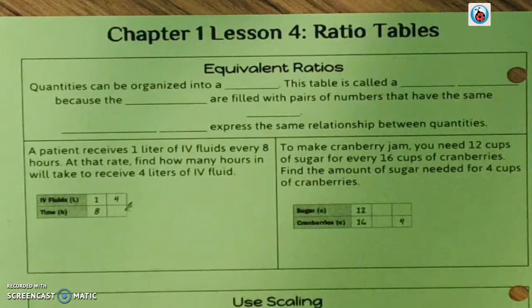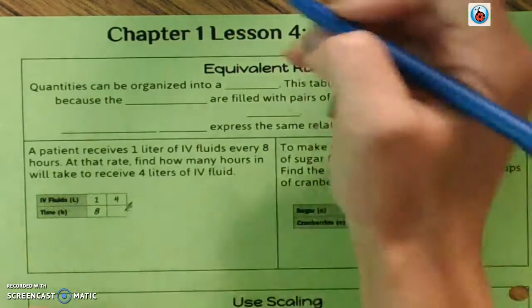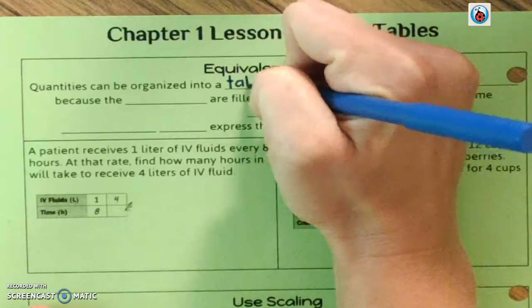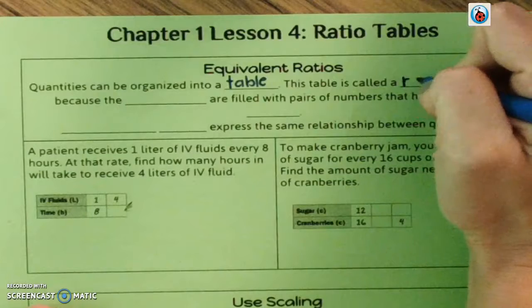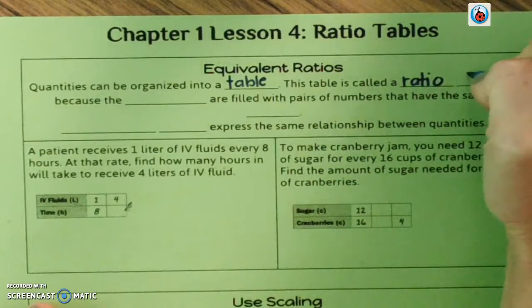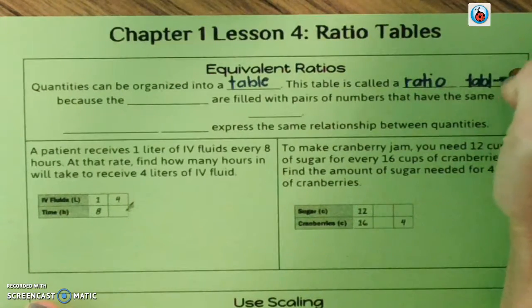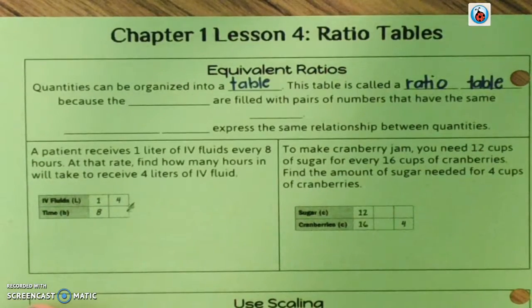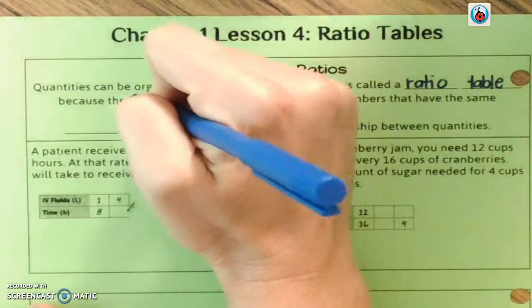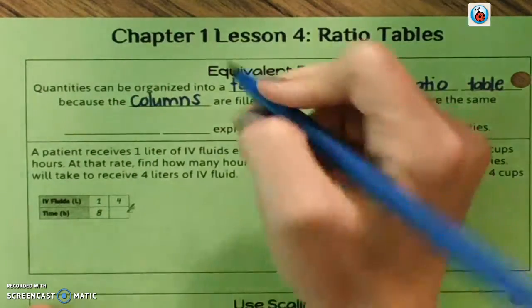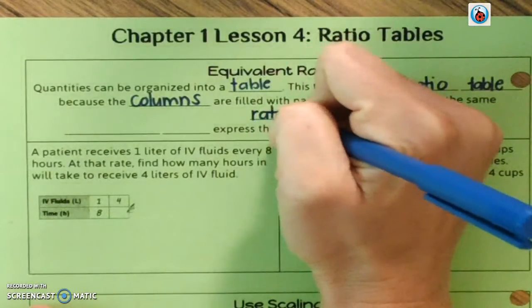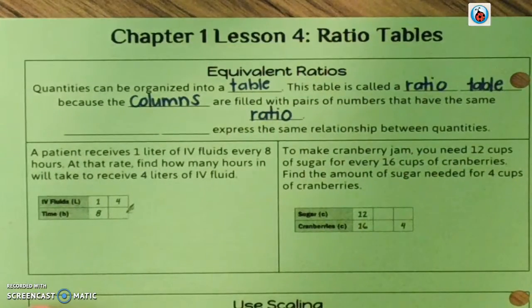Equal. Good job. Quantities can be organized into a table. This table is called a ratio table, because the columns are filled with pairs of numbers that have the same ratio. Equivalent ratios express the same relationship between quantities.